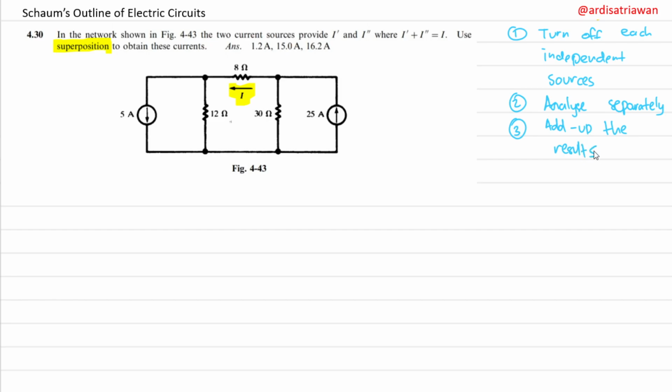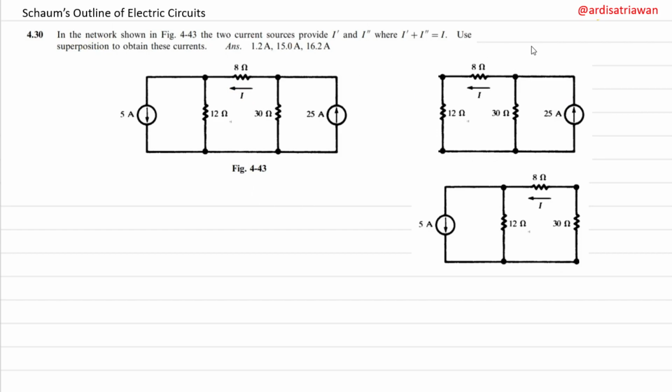Okay, so the first step will be to turn off one of the current sources. So we can split this circuit into two circuits. I have two circuits here. This one will be when the 5 ampere current source is turned off. Turning off a current source means that we replace it by an open circuit, and this is when the 25 ampere current source is turned off.